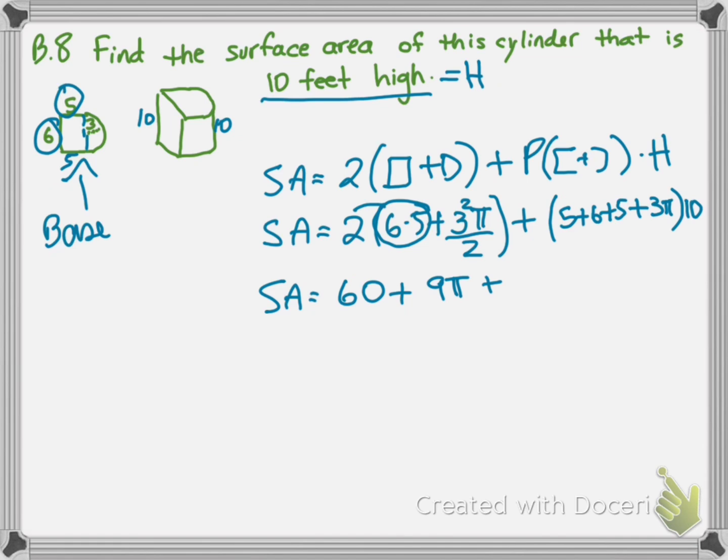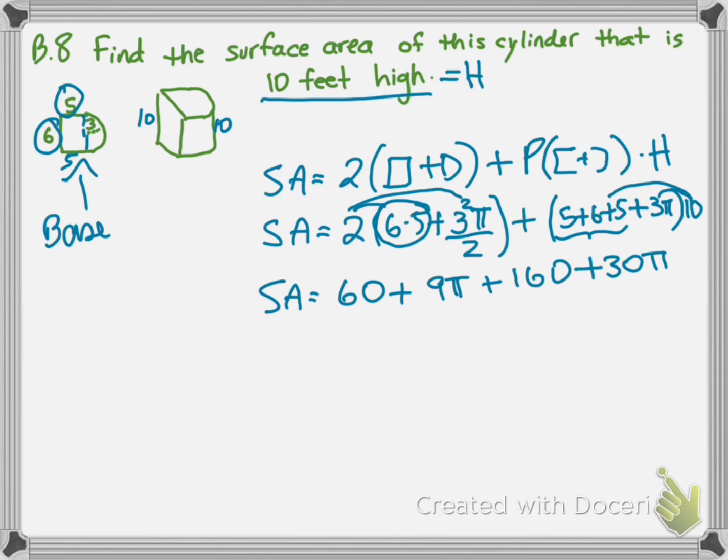And then here, if we add this, is 16. And 16 times 10 is 160. Plus, this is weighted here. And then here, plus 3 pi times 10 is 30 pi. Don't forget, when you simplify, to do the distributive property with the number outside.